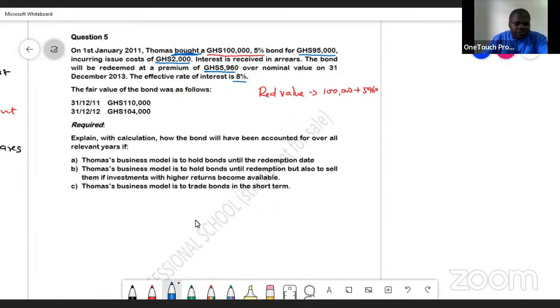C, Thomas' business model is to trade bonds in the short term. Once the business model objective is to trade in the short term, then it is at fair value through P&L. They just buy and sell within the short term. So the first one is at amortized cost. The second one is at what? Fair value through OCI. The last one is at what? Fair value through P&L. Very, very important.